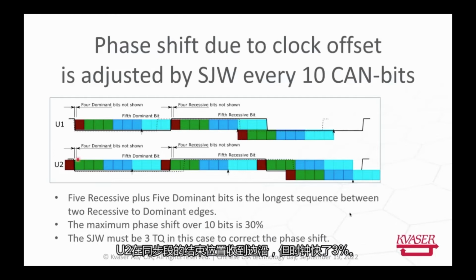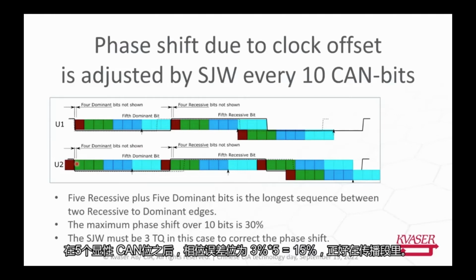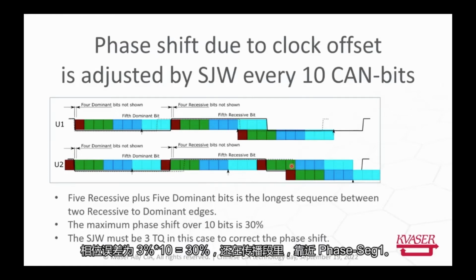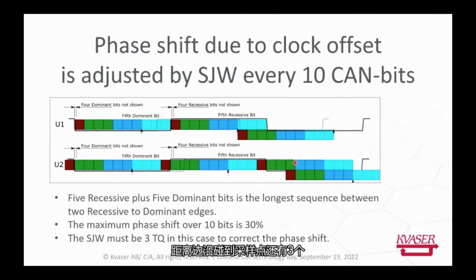U2 has a start edge at the end of the sync segment but has a 3% faster clock. After 5 dominant CAN bits the phase error is 15% into the propagation segment. After an additional 5 recessive CAN bits it is 30% into the propagation segment, close to phase segment 1. There are still 3 time quanta before the edge reaches the sample point, but in a worse condition after arbitration, it's possible to start with the edge at the end of the propagation segment. The recessive to dominant edge will make the synchronization adjust the sync segment to the edge.